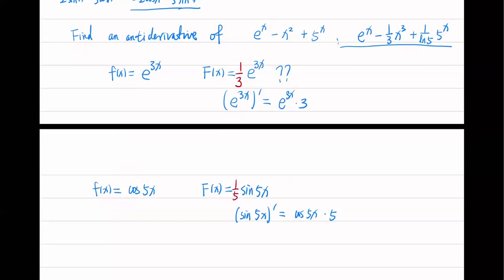So you see, that's how we find the antiderivative. We make a reasonable guess. Then we adjust this to make it match the derivative.